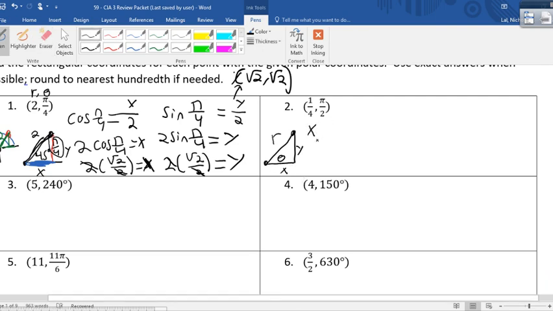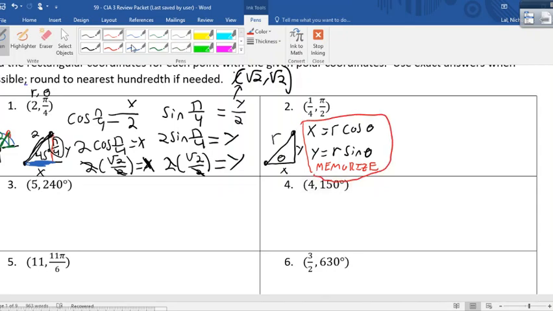x is equal to r times the cosine of theta, and y is equal to r times the sine of theta. And these are polar to rectangular conversions that we need to memorize. So we need to memorize these. Okay? All right. With that being said, let's apply our polar to rectangular conversion formulas to find out our answer.